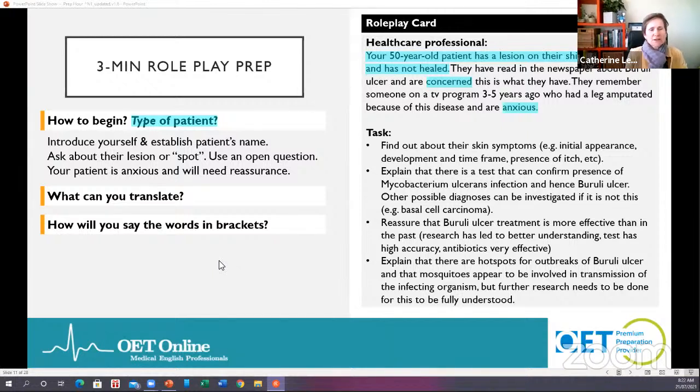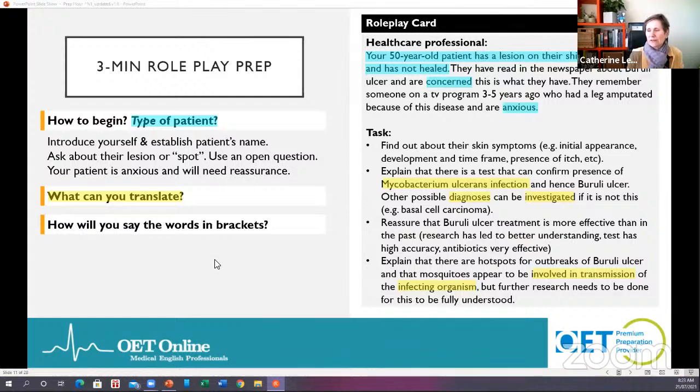The next thing I want you to think about in this 3-minute preparation time is what you can translate. If we think about those assessment criteria that we talked about earlier, we've got to show appropriateness of language, professional, and using appropriate language, so everyday language. So nothing too technical. What words are already on this role card that we can explain to the patient? That's showing your language skills to the assessors as well.